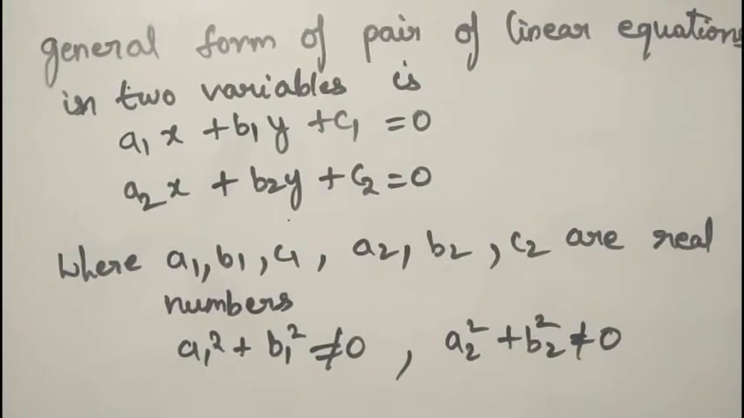This is the general form of a pair of linear equations in two variables. A pair is nothing but two lines, two linear equations in two variables. So this is the general form. Now let us study the graphical representation, that is, how the graphs will be for these pair of linear equations.